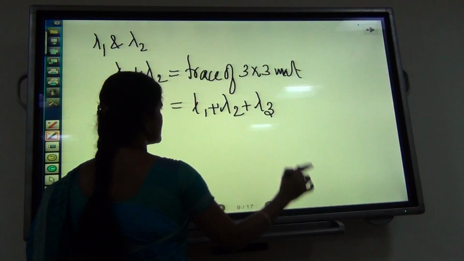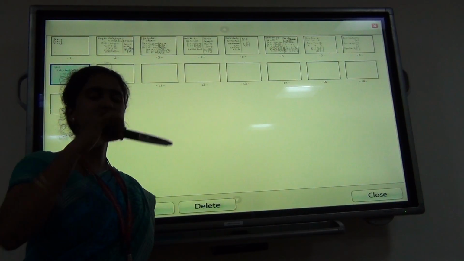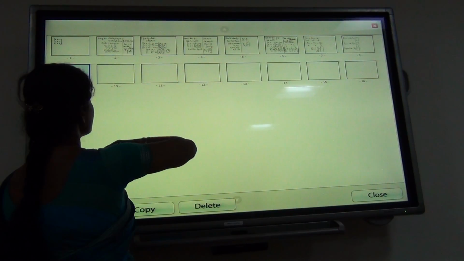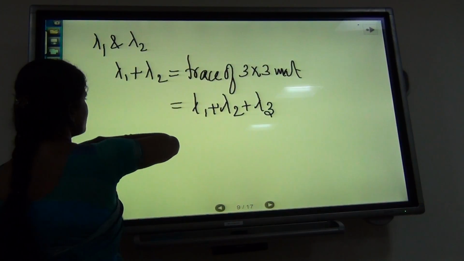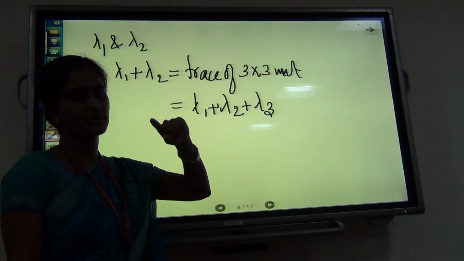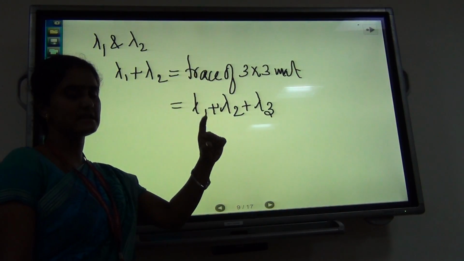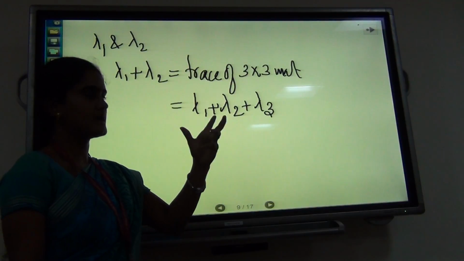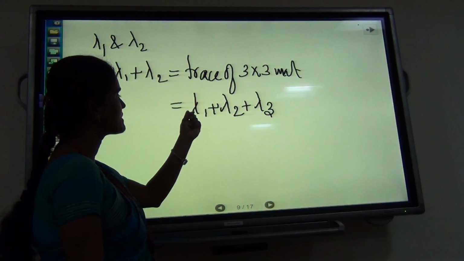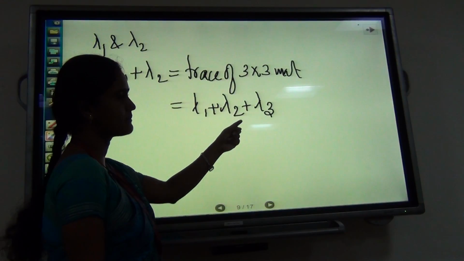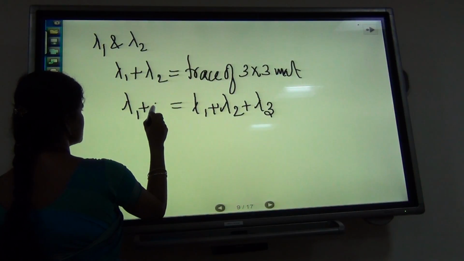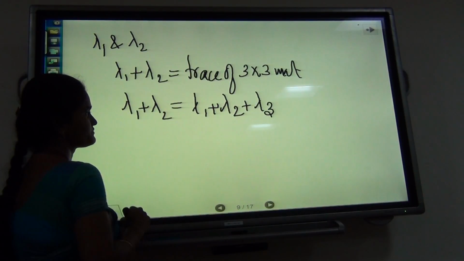The trace of a 3 cross 3 matrix is the sum of the leading diagonal elements. How do you get the sum of the leading diagonal elements? It is nothing but the sum of the eigenvalues. That's the first property. So by the property, you can write the trace of a 3 cross 3 matrix as lambda 1 plus lambda 2 plus lambda 3.